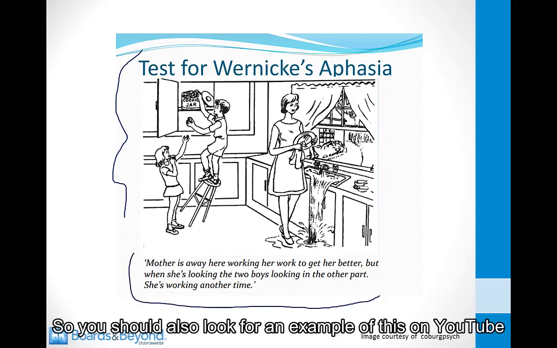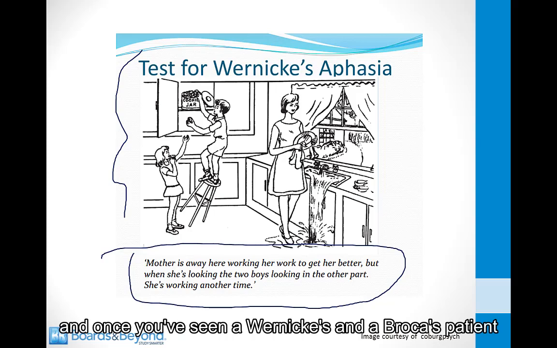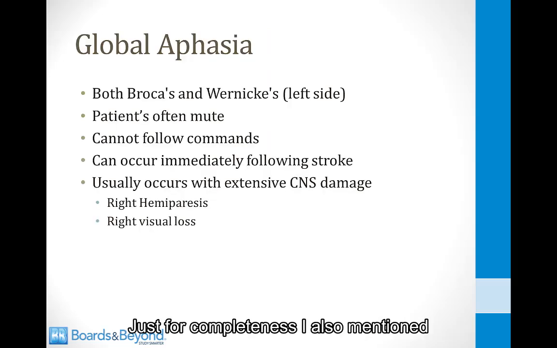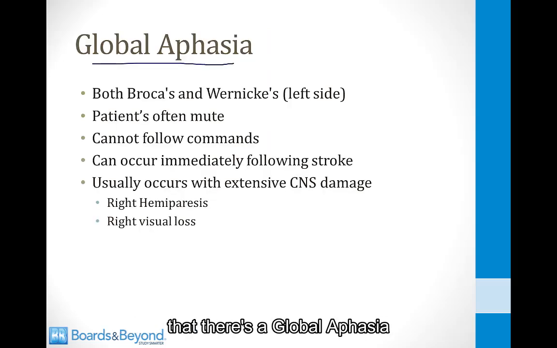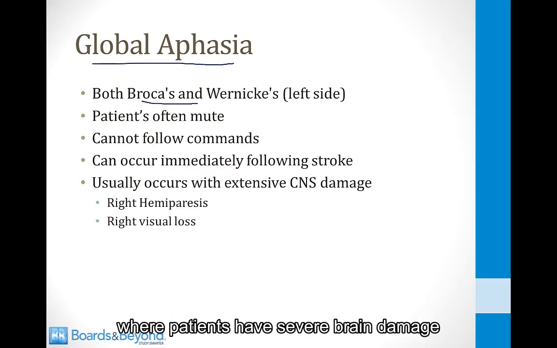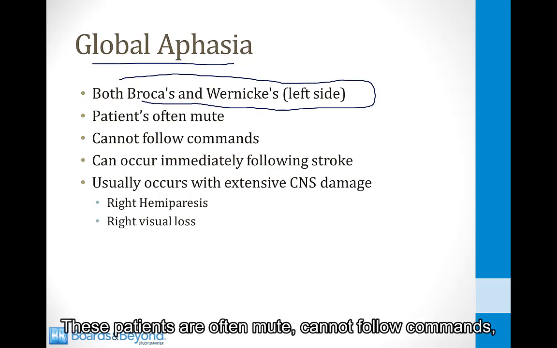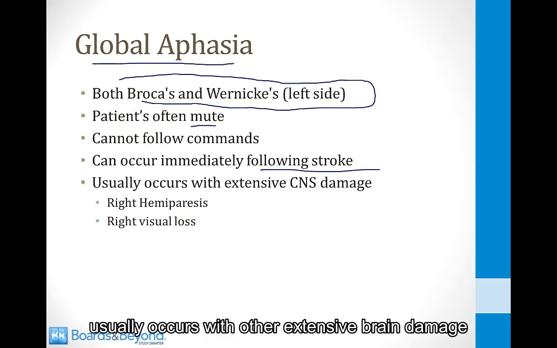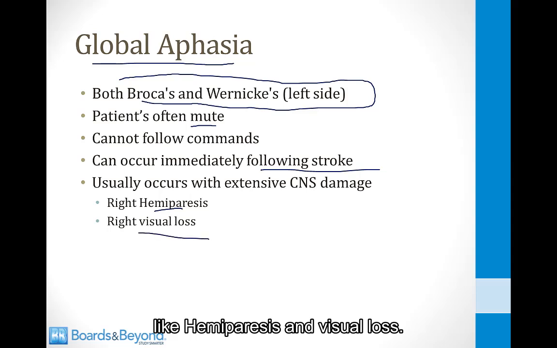So you should also look for an example of this on YouTube. And once you've seen a Wernicke's and a Broca's patient, it's very easy to recognize the two aphasia types. Just for completeness, I'll also mention that there's a global aphasia where patients have severe brain damage and lose both areas on the left side. These patients are often mute and cannot follow commands, and this can happen after a big stroke. Usually occurs with other extensive brain damage like hemiparesis and visual loss.